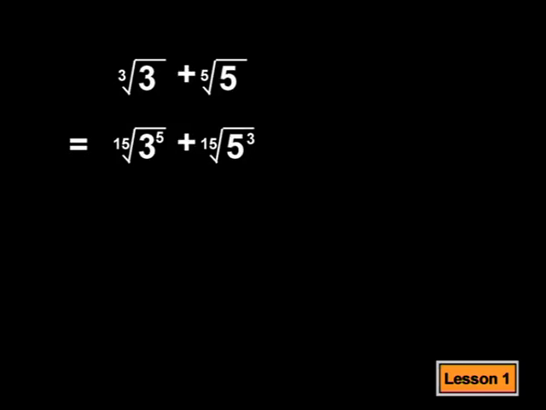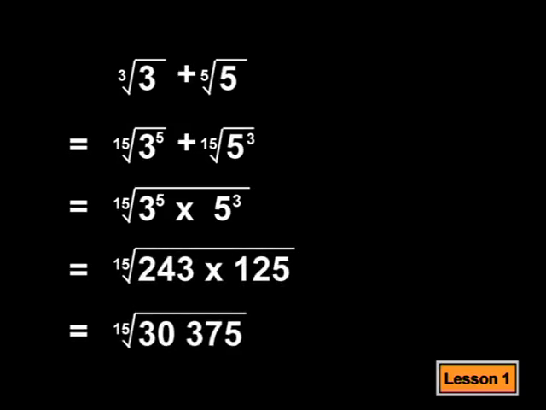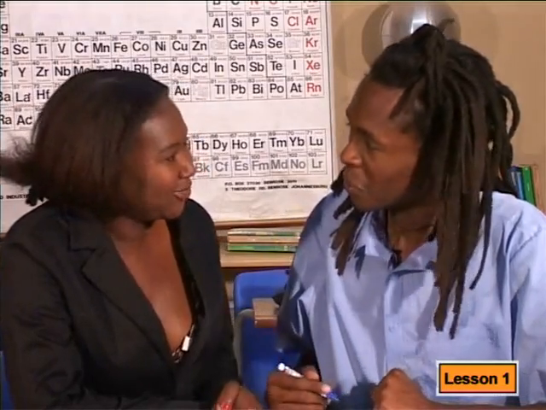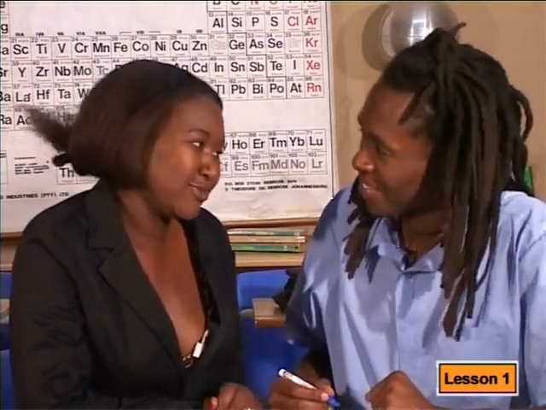The first law says that if you multiply surds with the same root, you can multiply the bases and put them under the root sign. So let me do that. Now I can use my calculator to work that out, which gives me the 15th root of 30,375, which is irrational, so I'll leave it in the surd form. Nicely done, Debuho. Let's move on to the next rule.